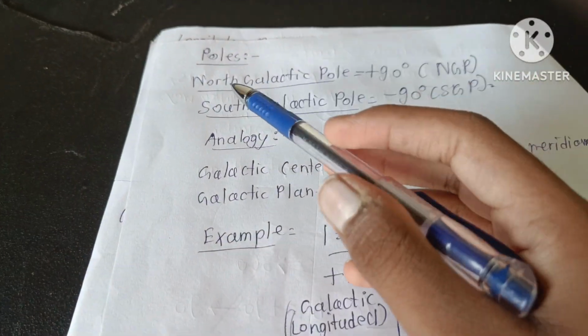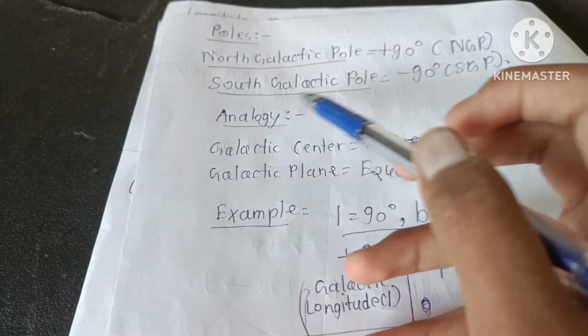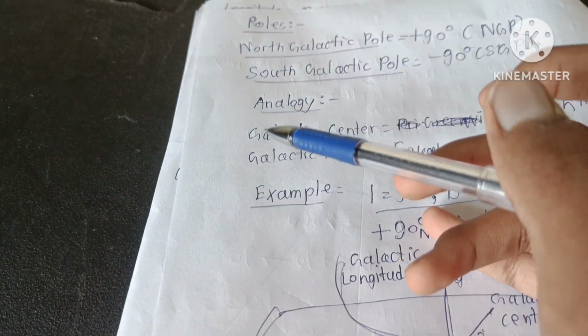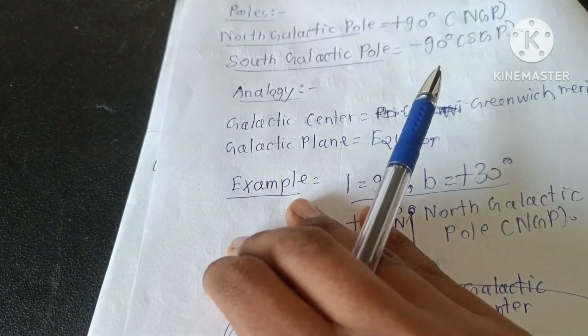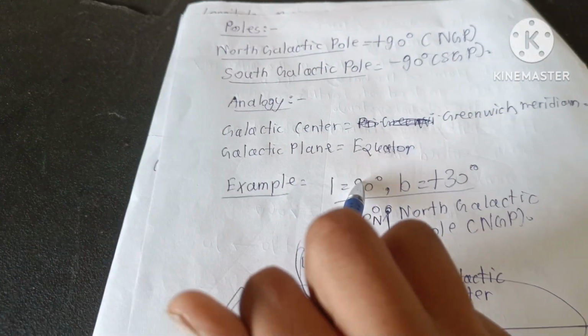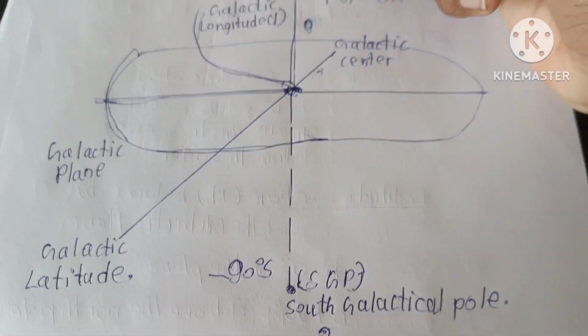So here are the poles. The North Galactic Pole, NGP, is plus 90 degrees north, and the South Galactic Pole, SGP, is minus 90 degrees south. By analogy, the galactic center is the Greenwich meridian and the galactic plane is the equator. For example, l equals 90 degrees, b equals 30 degrees. This is a set of coordinates. You can refer to this diagram.